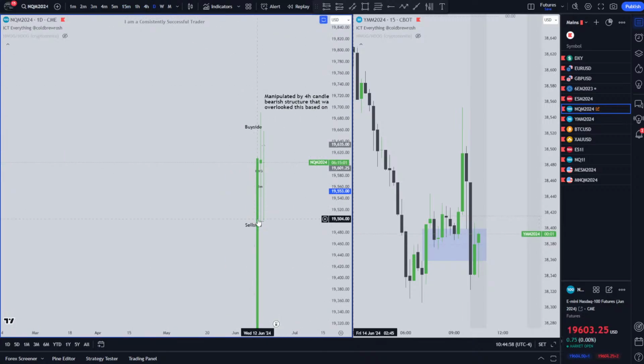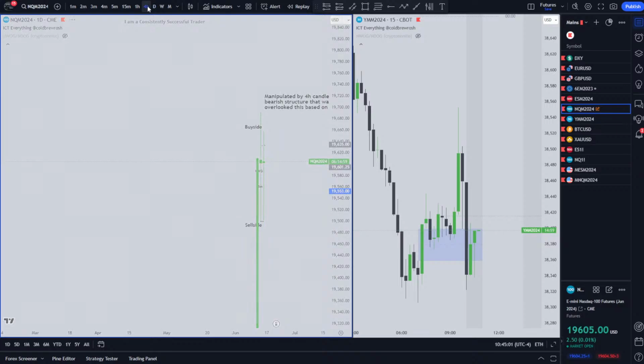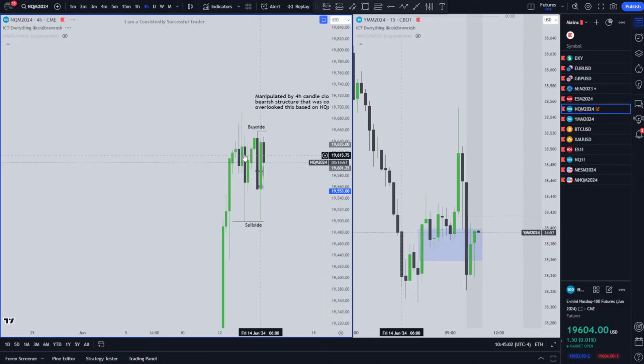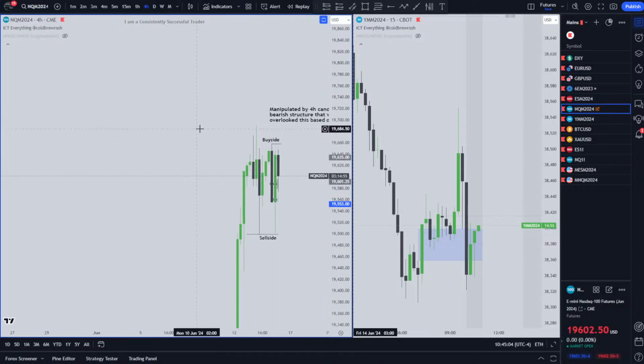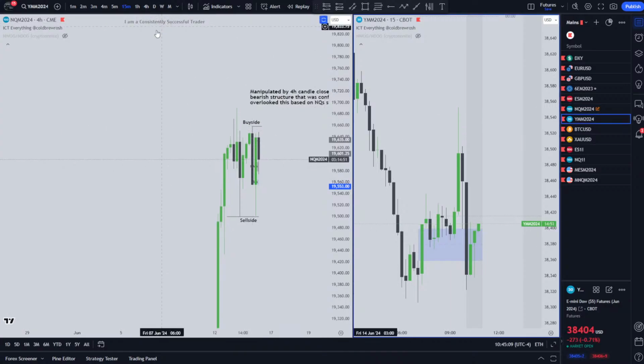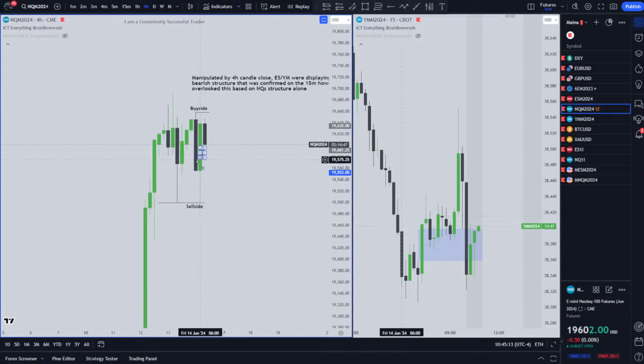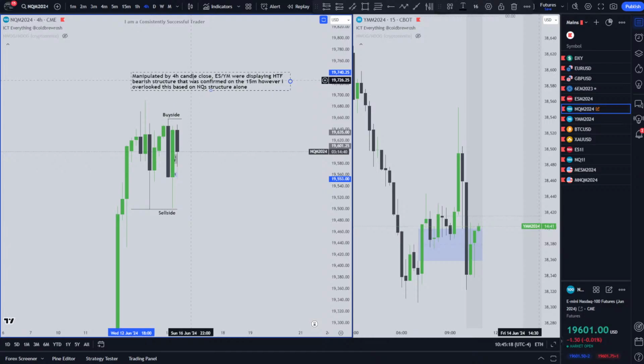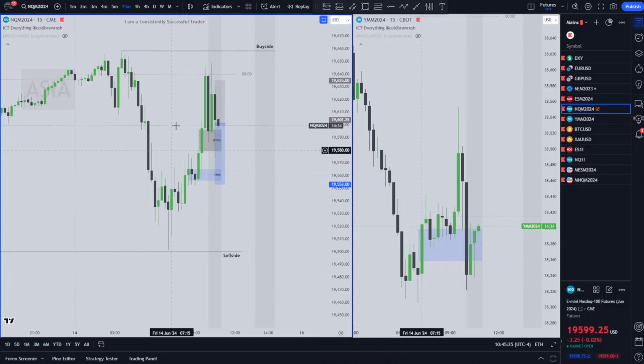What was our daily objective? Our daily objective was lower because we had already taken previous daily high. The 4-hour structure on ES and YM was bearish. The 4-hour structure on NQ was also bearish, but based on one closure. Well, we all make mistakes. That's something I'm gonna add up now.